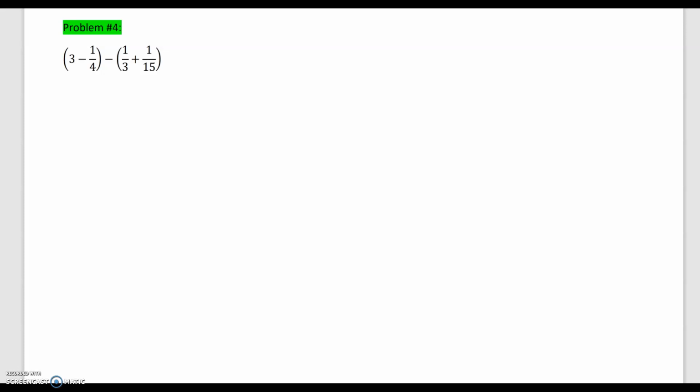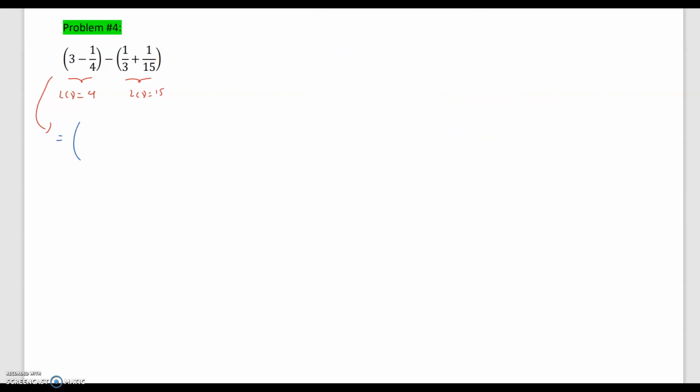Hi class, let's take a look at example 4. And example 4 looks a little bit messy. So let me actually start by getting the LCD of each of these parts. So the LCD for the first parentheses is going to be a 4. The LCD for the second one is going to be 15. And let me rewrite the fractions and actually put the LCD on each of these.